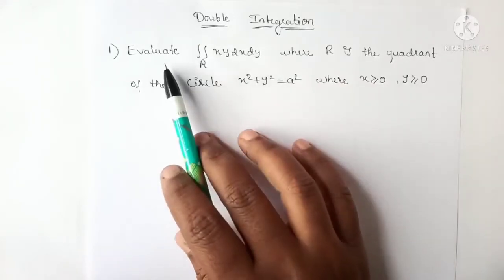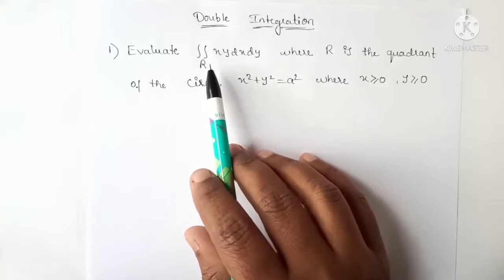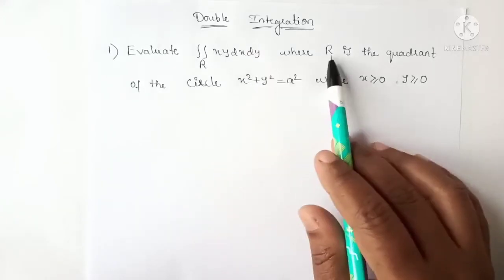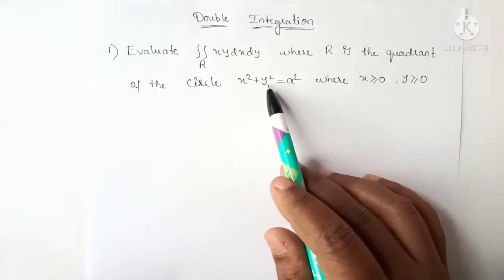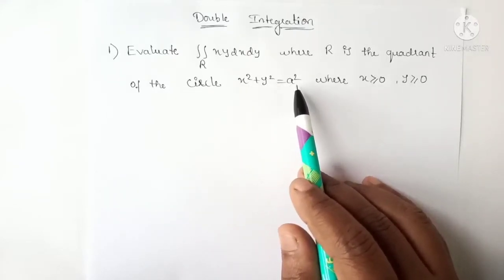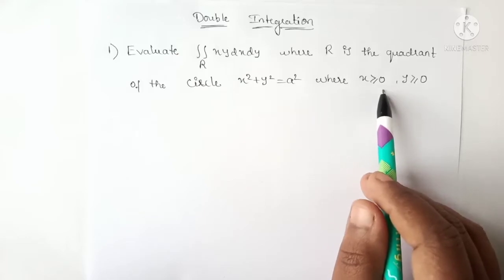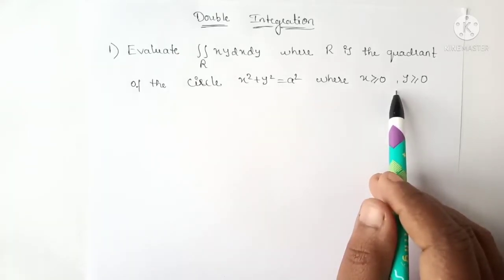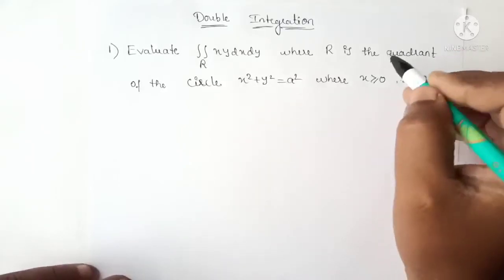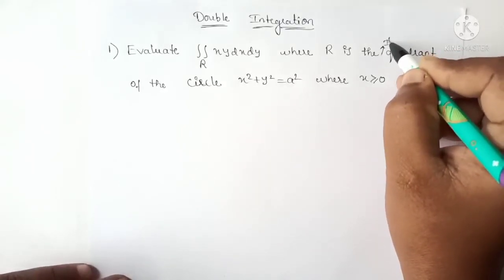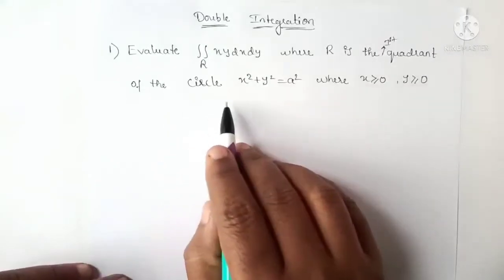In this first question, the double integral over R of xy dx dy, where R is the region that is the quadrant of the circle x square plus y square is equal to a square, where x is greater than or equal to 0 and y is greater than or equal to 0. Here the quadrant means the first quadrant of the circle.